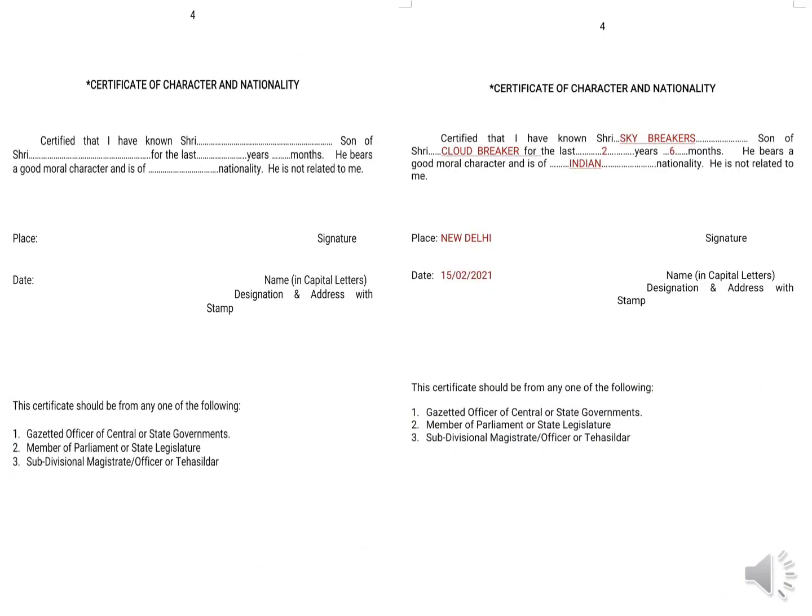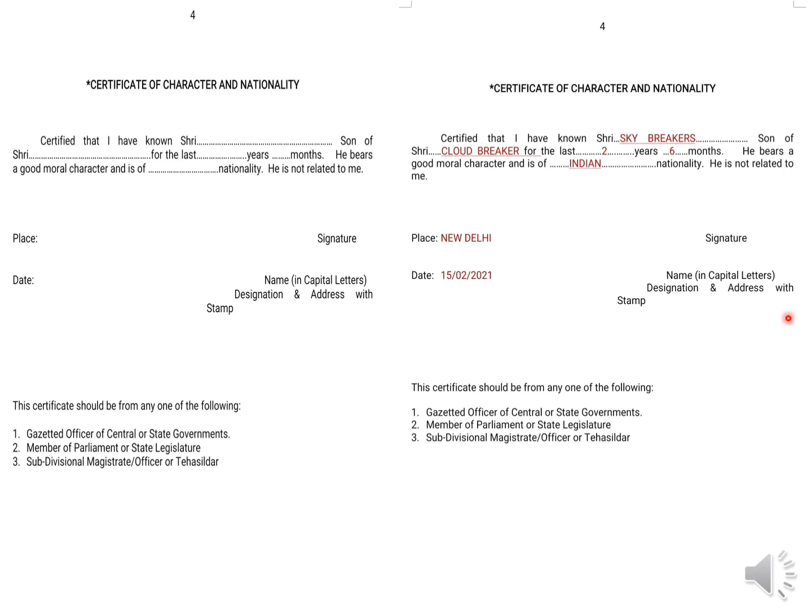This is the fourth page of the application form, and this form is very important. The certificate of character and nationality: you need to get this certificate from a gazetted officer, as it is given here. The details you need to mention are first your name, then your dad's or mom's name, then since how many years or months he or she has known you, and then what nationality you are. This is very important, so you need to get it from the gazetted officer.